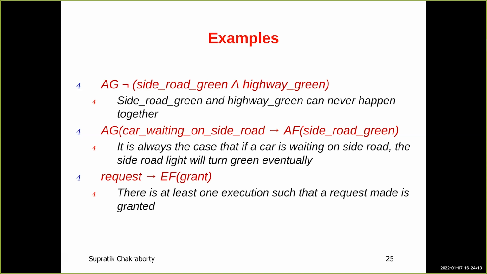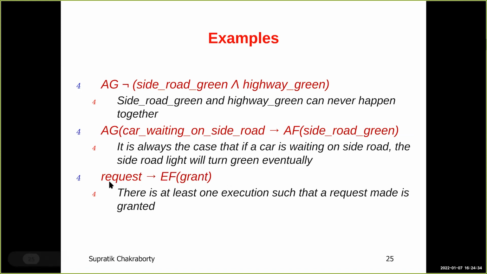The last one is saying request implies EF grant, which means that if in a state you have made a request, basically this is saying if in the starting state you have made a request, then there should exist a path going out from the starting state in which eventually grant becomes high. There's at least one execution such that a request made is granted.